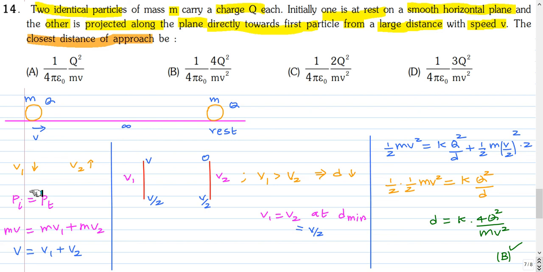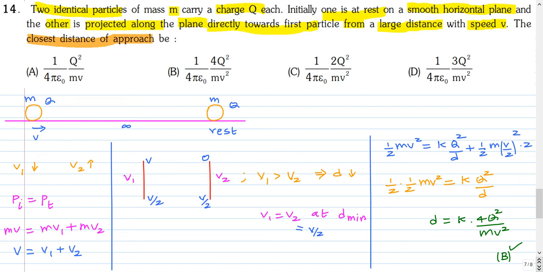The momentum of the system is conserved. The initial momentum is the same as the momentum of the system at any time t. The initial momentum of the system is m times v, since the other mass is at rest. At time t, let the velocities be v1 and v2. So the momentum of the system will be mv1 plus mv2. The mass is the same, so it will cancel. So v equals v1 plus v2. So at any time instant, the sum of velocities of these two particles will be the initial velocity v.